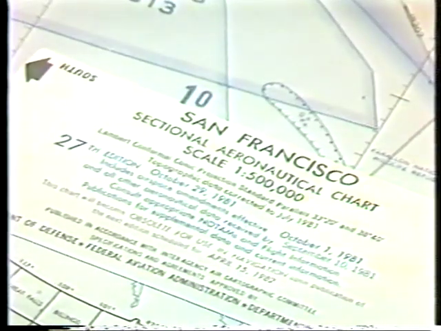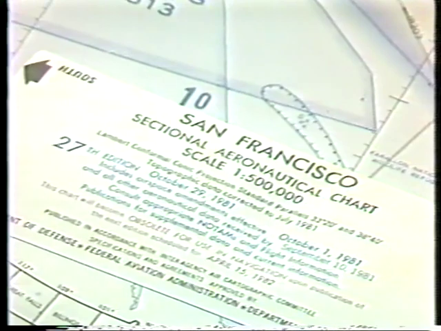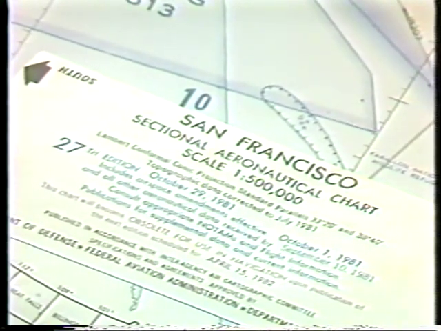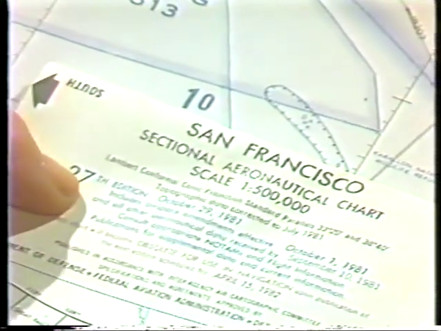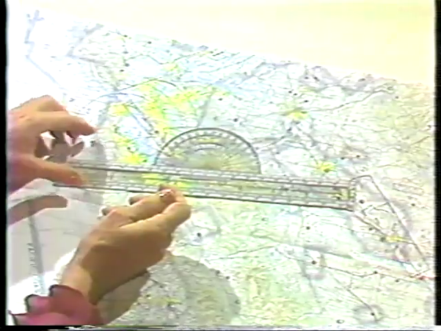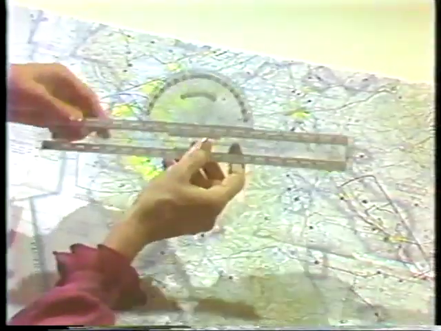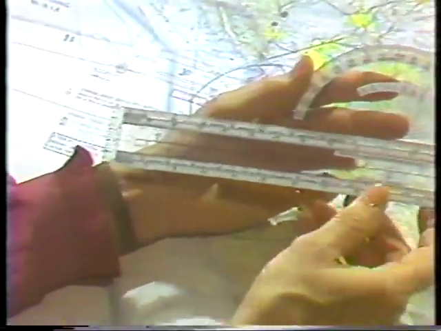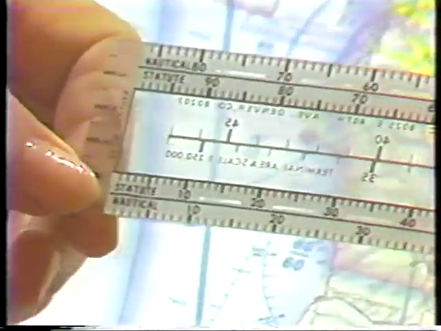The first step is to select the valid current issue chart for the area of your flight. Dates and the area covered are shown on the face of the chart. Then mark the course on the chart using the navigational plotter. The plotter consists of a straight edge with scales for various charts and both statute and nautical mile measures. A protractor is part of the plotter also and is usually attached on the upper edge.